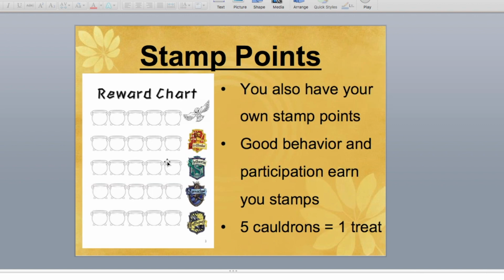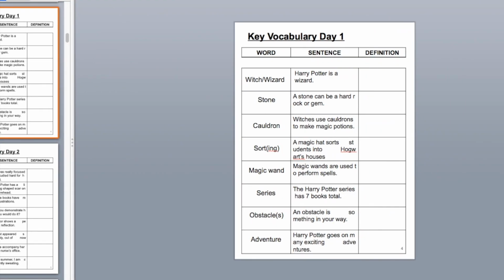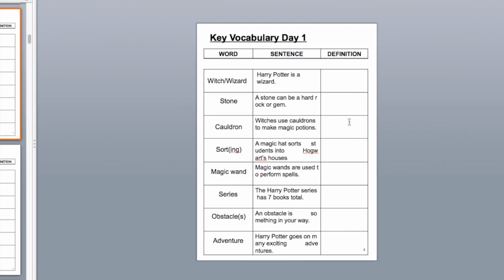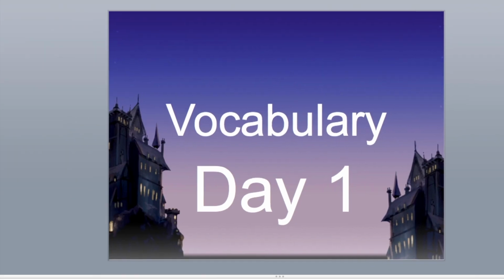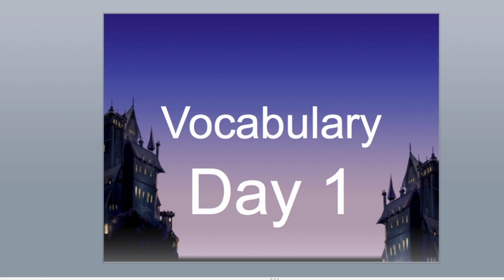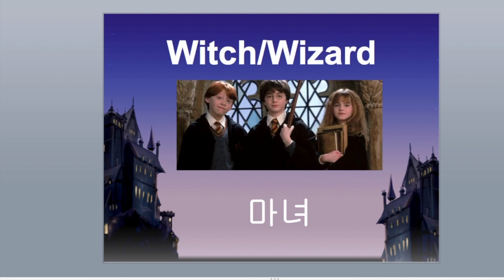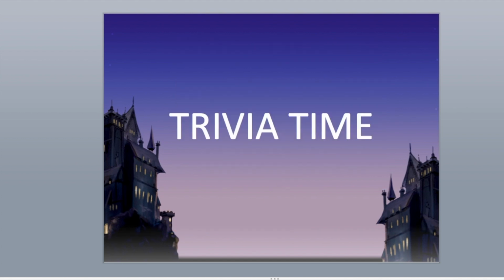And again, this was the individual stamp chart. So if you guys remember from the workbooks, I had sheets like this and the definitions were blank. This is where the Korean would go. So I'd show them this PPT. And then this would be animated, so then I would reveal the Korean, they would write it down. And at the end of it, I give them like 5 minutes to memorize all the words, and then we'd have trivia.